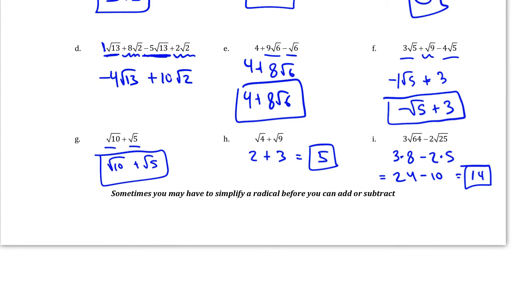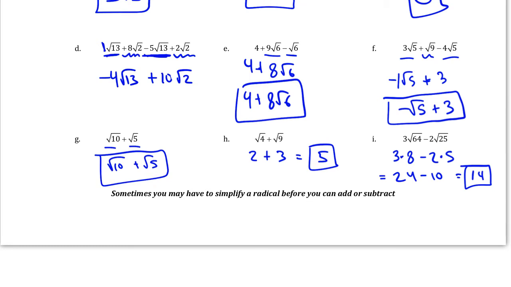All right, there are your answers. Notice we have 3 root 5 minus 4 root 5 is negative root 5 plus 3. You could have written 3 minus root 5. That works too. In G, they're not like terms. They're different radical numbers, rad 10, rad 5, but they don't simplify either. So we can't do anything.